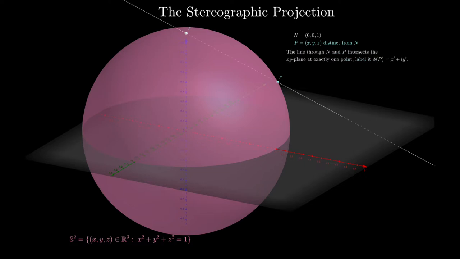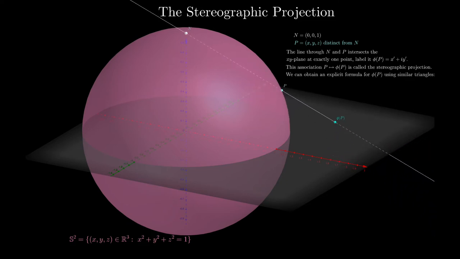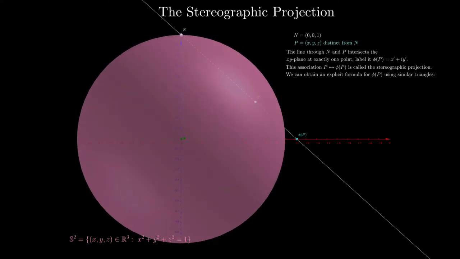Now the line through P and N is going to determine a unique point in the xy plane. We're going to call that φ(P), and its coordinates are x' plus iy'. Notice as P varies, just how φ(P) varies as well. In particular, if P is on the bottom hemisphere, notice φ(P) is inside the unit circle in the xy plane. If P is on the northern hemisphere, notice φ(P) is outside the unit circle in the xy plane. And as P approaches the north pole, notice that φ(P)'s distance from the origin, in other words its modulus, gets gigantic.